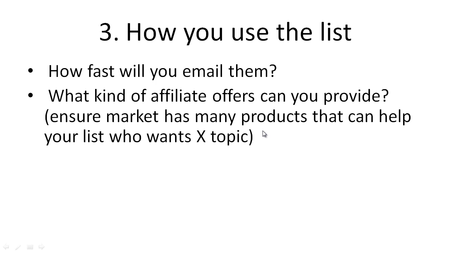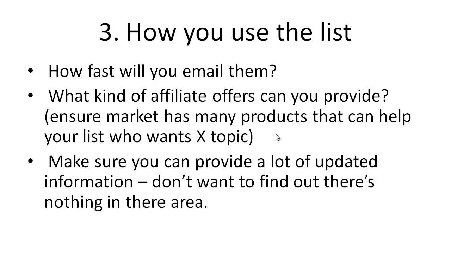Is the market that you're in, does it have affiliate offers that you can provide, products that you can create yourself? Because if there really is not any, then maybe you shouldn't really be building your list upon that specific topic. So you've got to research affiliate offers that you can provide and ensure that the market has many products that can help your list who wants that specific topic that they sign up for. So make sure that you can provide a lot of updated information as well. For example, if that market isn't growing, doesn't have a lot of information, you just think it's a good idea, then maybe that's not something that you want to go into.